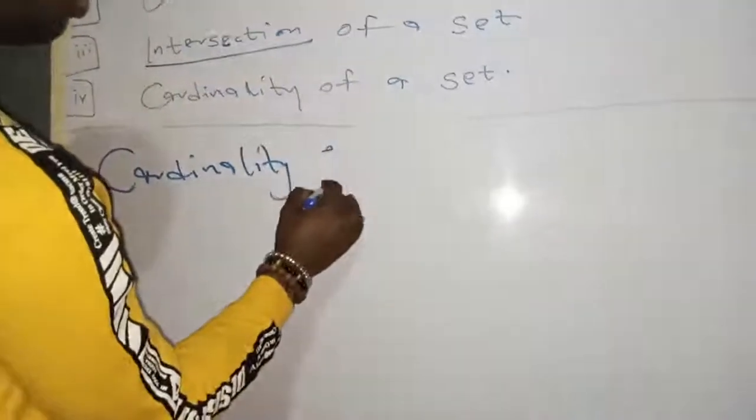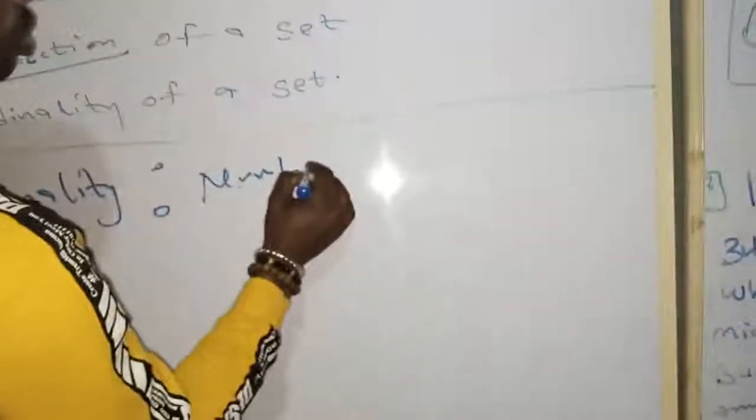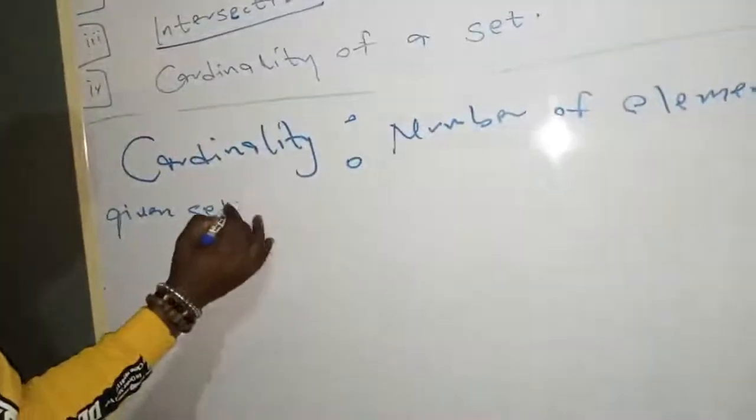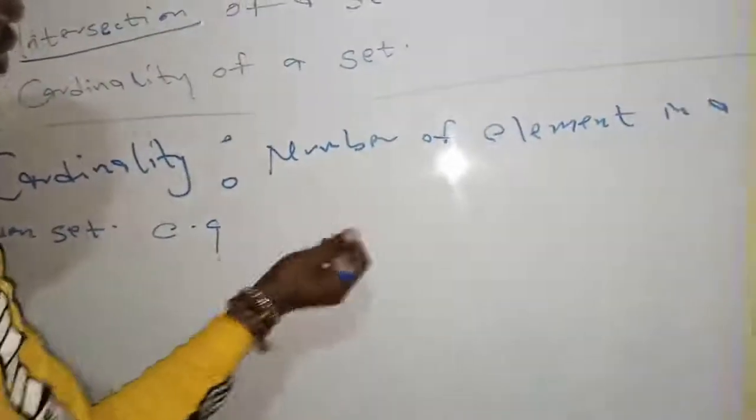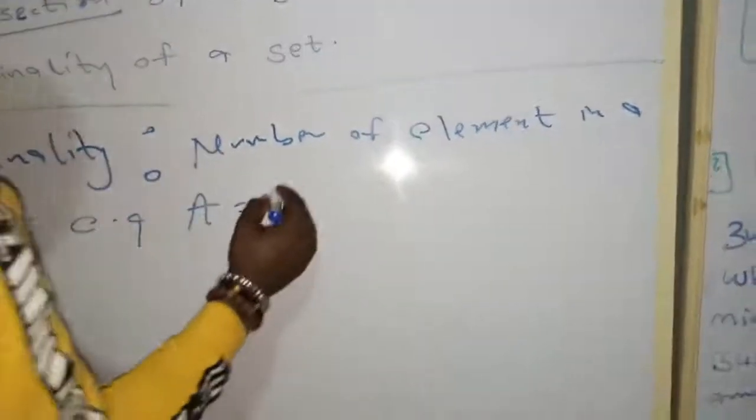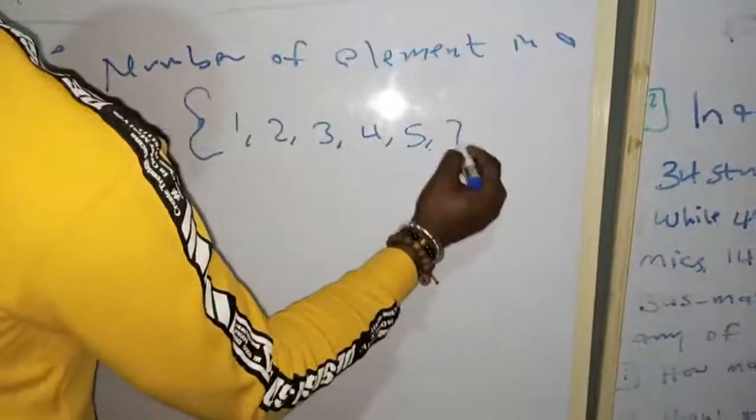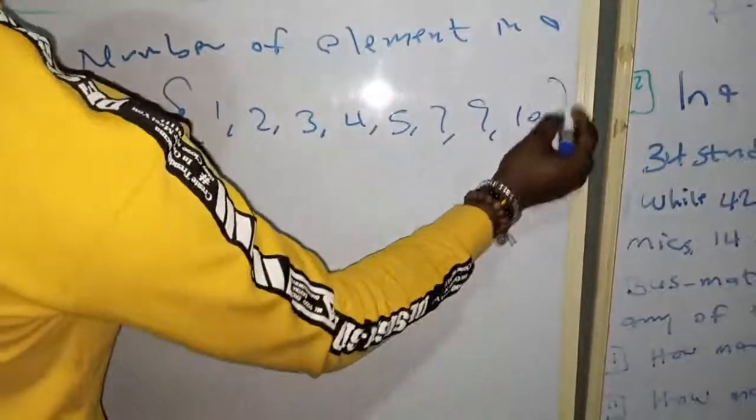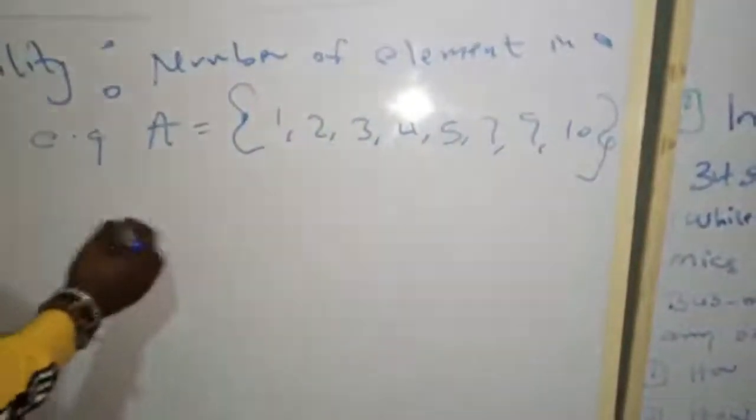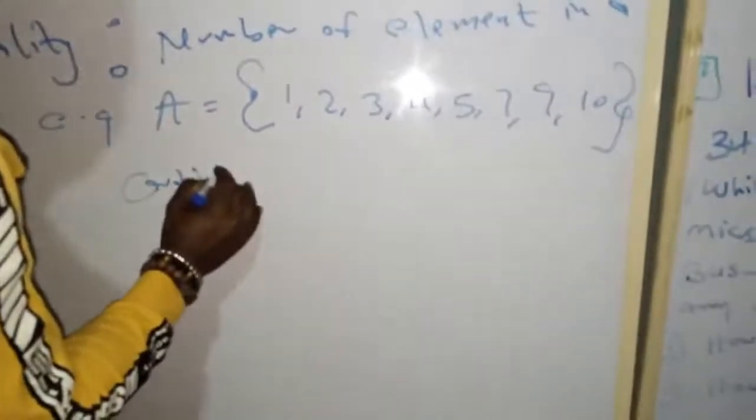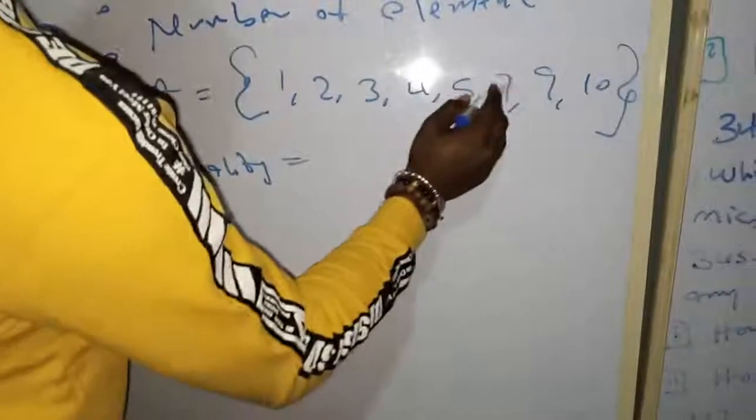Now, cardinality of a set. What is cardinality of a set? It simply means the number of elements in a given set. That's just it. For example, let's say set A is equal to 1, 2, 3, 4, 5, 7, 9, 10. Now the cardinality will be 1, 2, 3, 4, 5, 6, 7, 8.